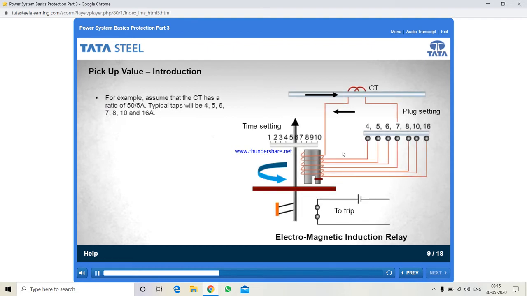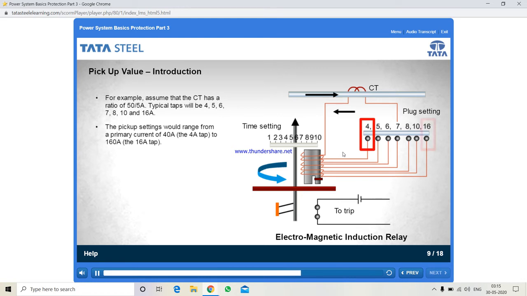Let us now understand with the help of an example. For example, assume that the CT has a ratio of 50 by 5 ampere. Typical taps will be 4, 5, 6, 7, 8, 10 and 16 ampere. The pickup settings would range from a primary current of 40 ampere or the 4 ampere tap to 160 ampere or the 16 ampere tap. If a 60 ampere pickup is desired, the 6 ampere tap is selected.